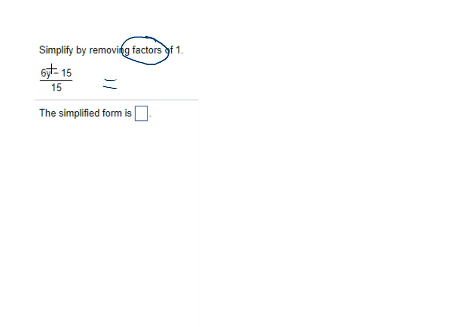So what I can do with the numerator here is not much, but I can factor out a common factor of 3. So I'll factor out a 3. And I'll be left with 2y minus 5 on top. And on the bottom, there's not much I can do to factor the 15. I guess you could write it as 3 times 5 if you wanted to factor it as a number. And notice that on top we have a factor of 3 now.